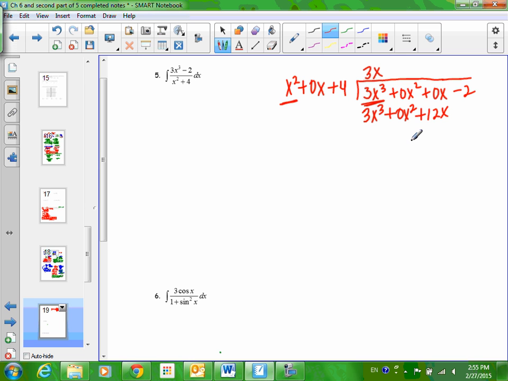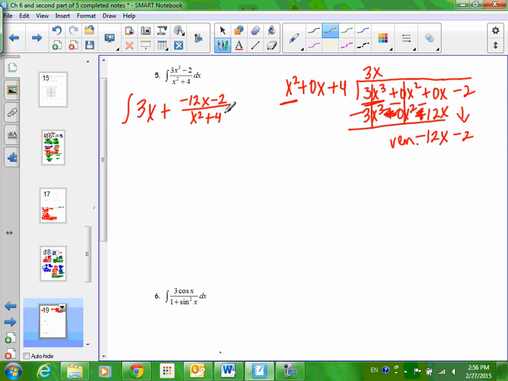What's the next step? Subtract. And the way I subtract is I just change all the signs. First column always cancels. If you're lucky, another column cancels. That's going to mean less work. So then I have a negative 12x, and then I bring down a negative 2, and this is what we call our remainder. So the way this problem is rewritten is 3x plus my remainder over my denominator.